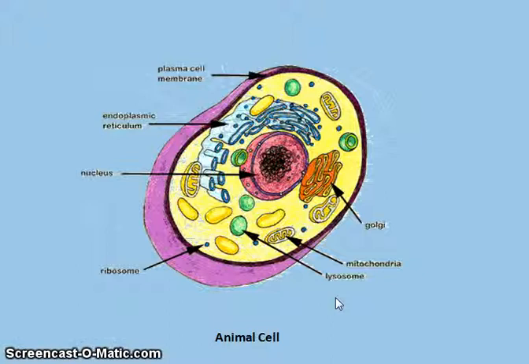Question 4, what is the difference between a rough endoplasmic reticulum and a smooth endoplasmic reticulum? And our last question, which is question 5, are all cells the same? Why or why not?